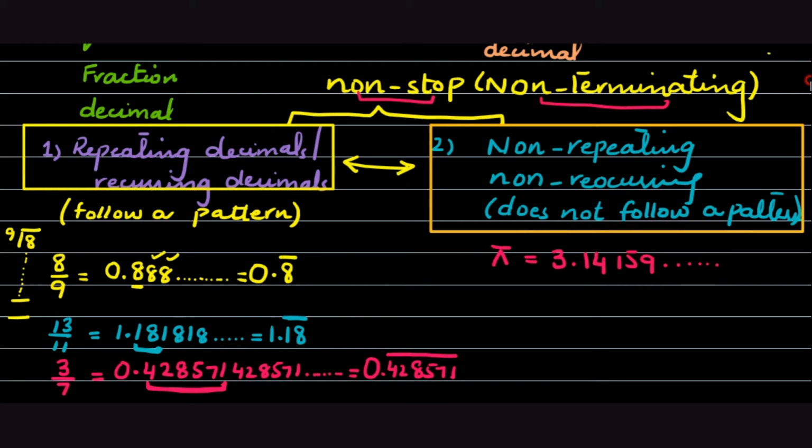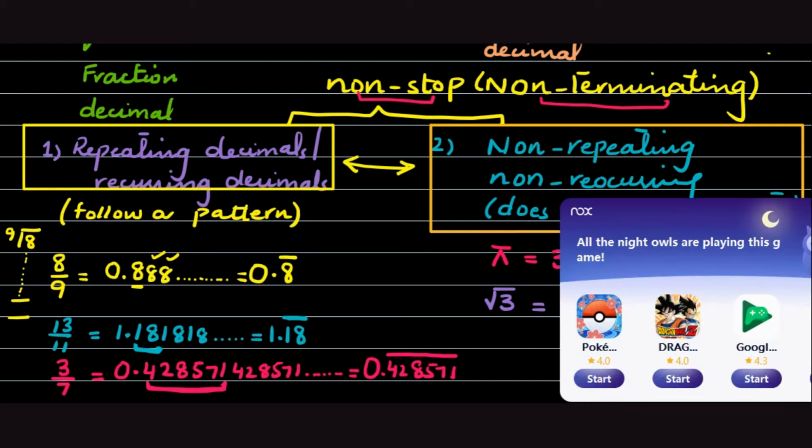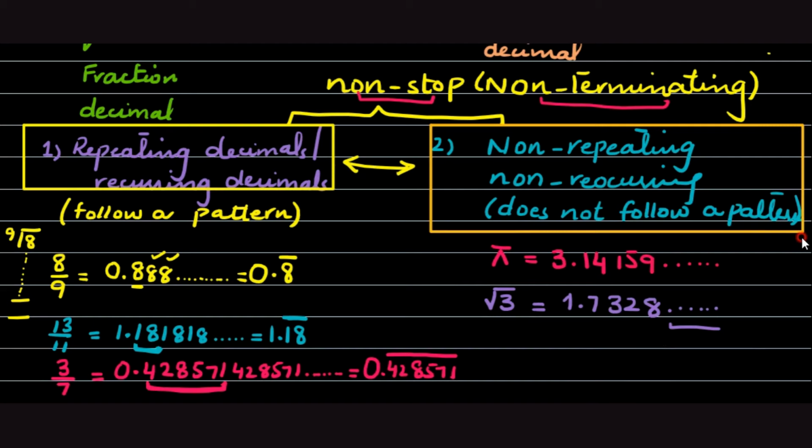Let's have some more examples, like under root 3. The value of under root 3 is 1.7328 and continued. As you know, it's continued and non-stop.